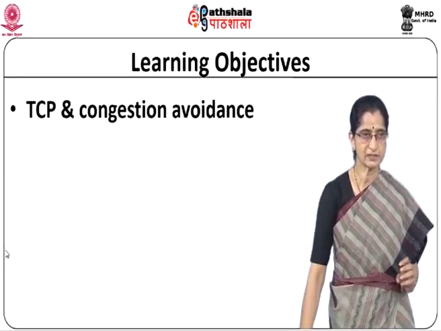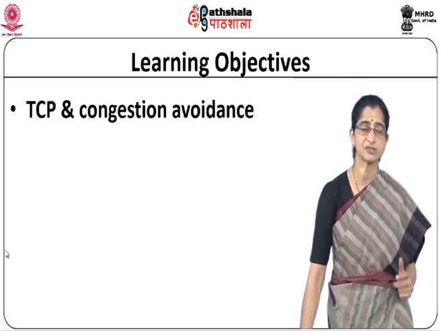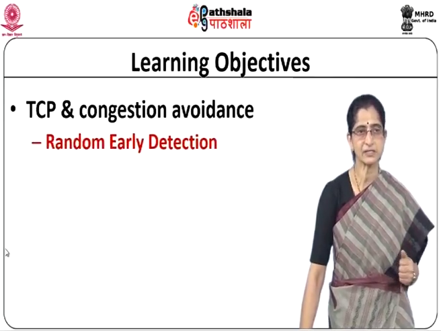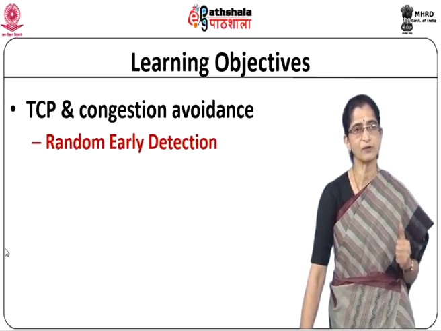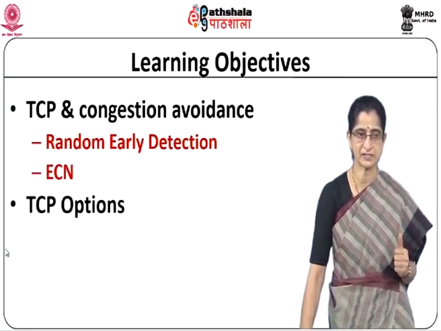We will start off with TCP and congestion avoidance. We have looked at the congestion control mechanisms of TCP in detail. We will look at how congestion avoidance is added to TCP. The second thing we will look at, as part of that, is random early detection, and we will look at the ECN techniques.